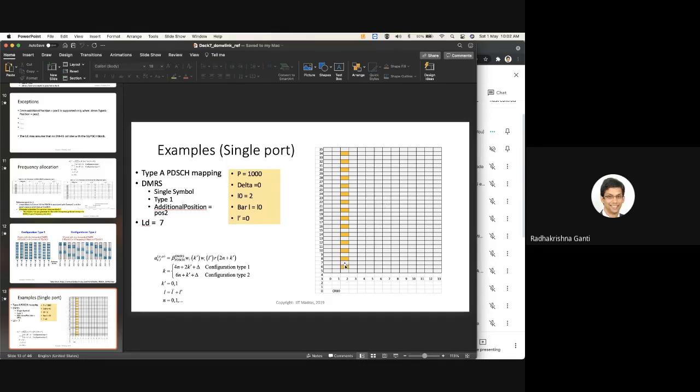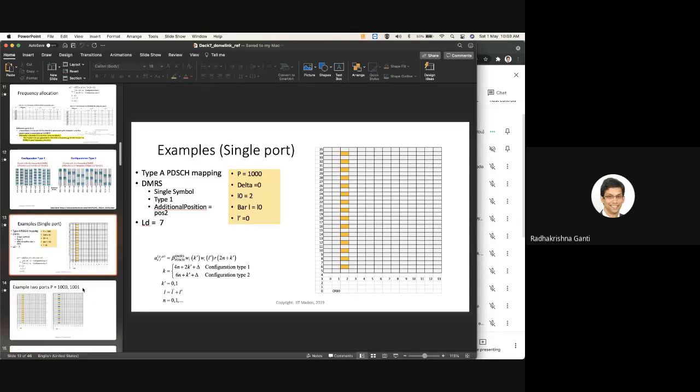Okay. So this is an example of a single port DMRS. Single port DMRS type 1. Type 1 means what? Density half. So every other alternate RE, you have a DMRS. Is this clear?